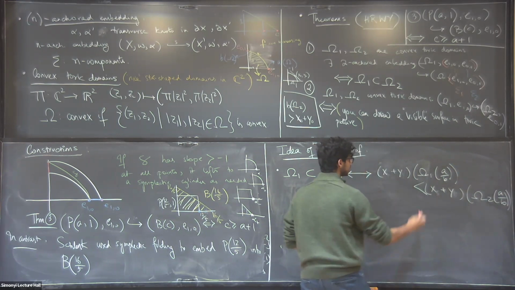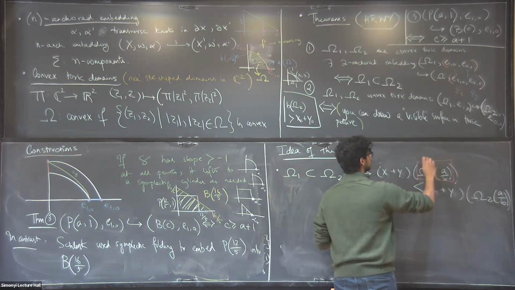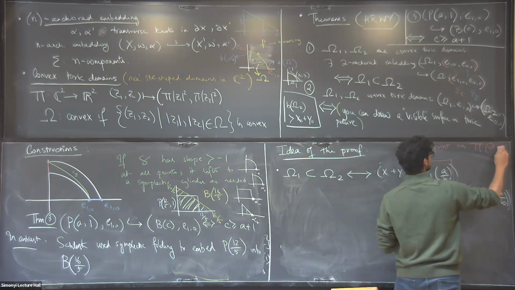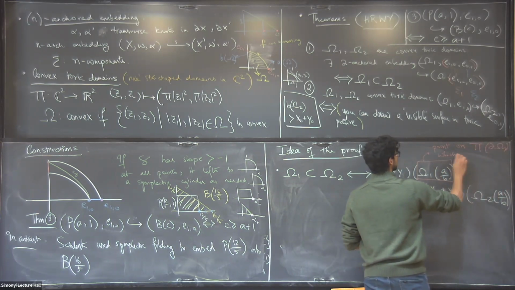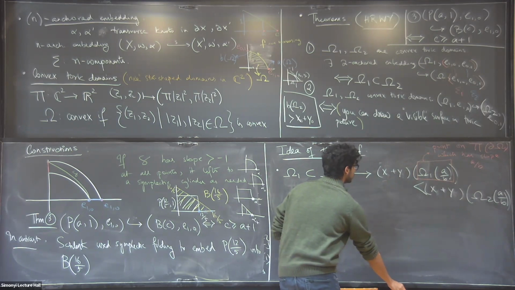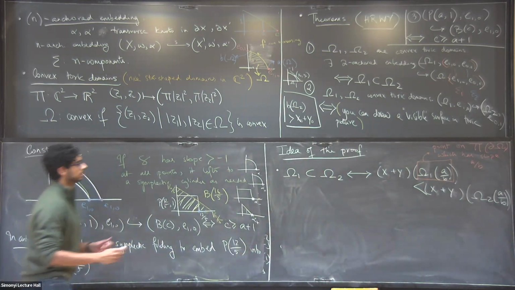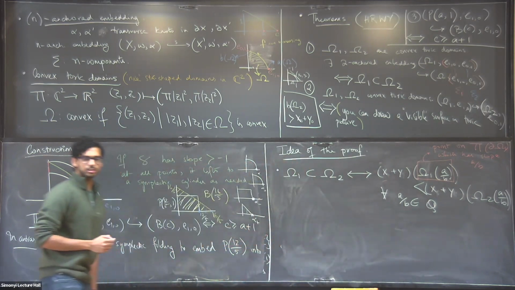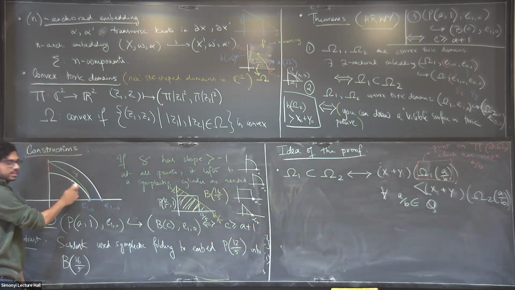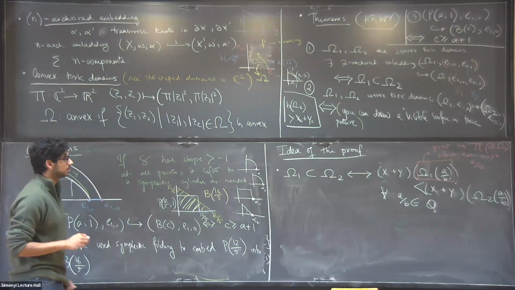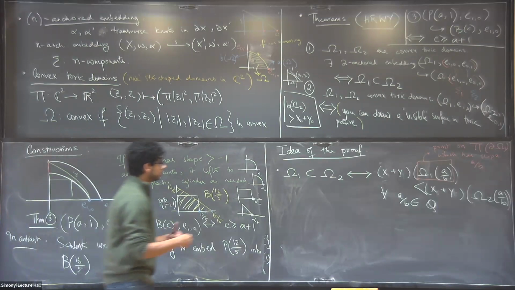So what do I mean by this? This is the point on pi of the boundary of omega 1 which has slope A over B. And I mean that for all points here, if we can show that where it hits slope A over B, this is smaller than the corresponding point there, then we have the inclusion of domains. So that's the pictorial idea.